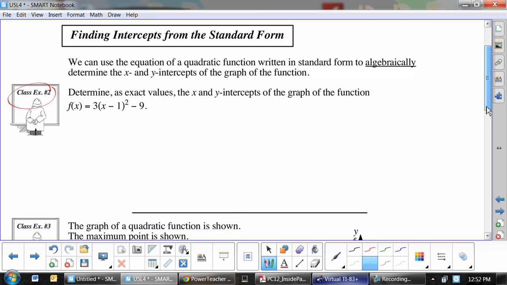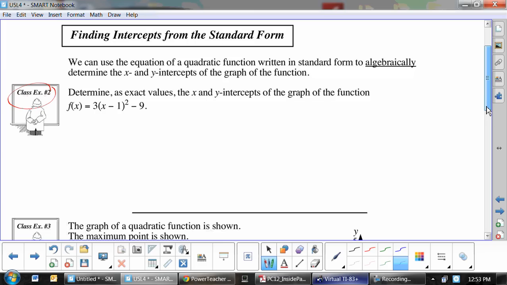So now they're asking us to find the x and y intercepts, but to find them algebraically, so without our calculators. So this would be like a good long answer question on a test. So if you were to use your calculator and not show any work, you'd get 1 mark out of 3. So you wouldn't even pass the question.